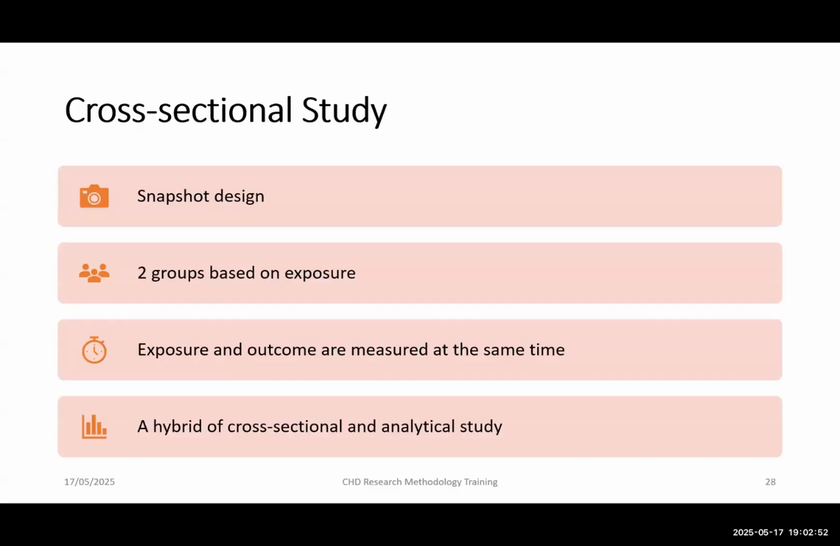So looking at the cross-sectional study that is analytical, you're still looking at the snapshot design, but you have two groups based on that exposure. You're comparing the two groups, and the exposure and the outcome are measured at the same time, which is what makes it a cross-sectional, a snapshot. And sometimes you can have a hybrid of cross-sectional analytical, which is what I was talking about when you're looking at determinants, predictors of a particular disease in a cross-sectional study.